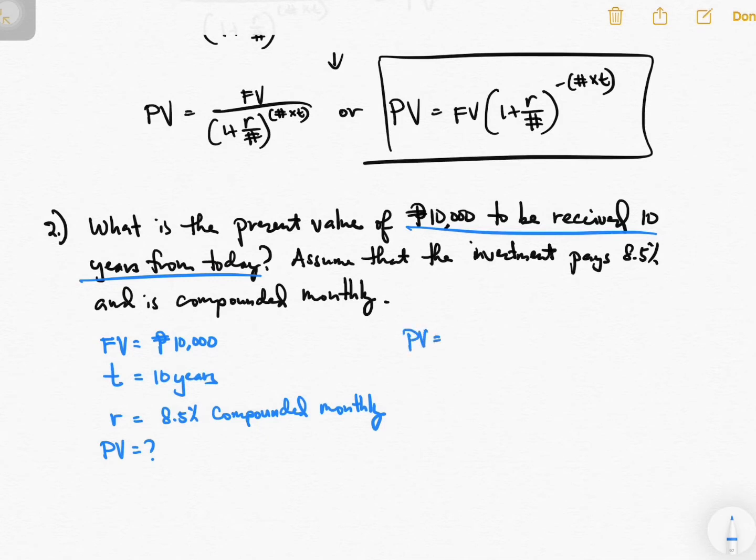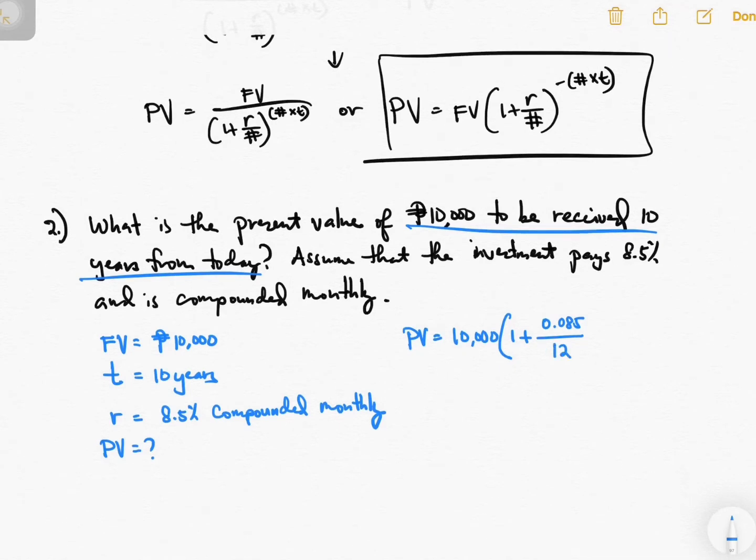Present value equals, write your future value, 10,000. 1 plus, write the rate. It's 0.085. That's 8.5%. Divided by the number of compounding periods. If the interest is compounded monthly, it's 12, raised to negative 12 times the number of years, it's 10. Answer is 4,286.98.